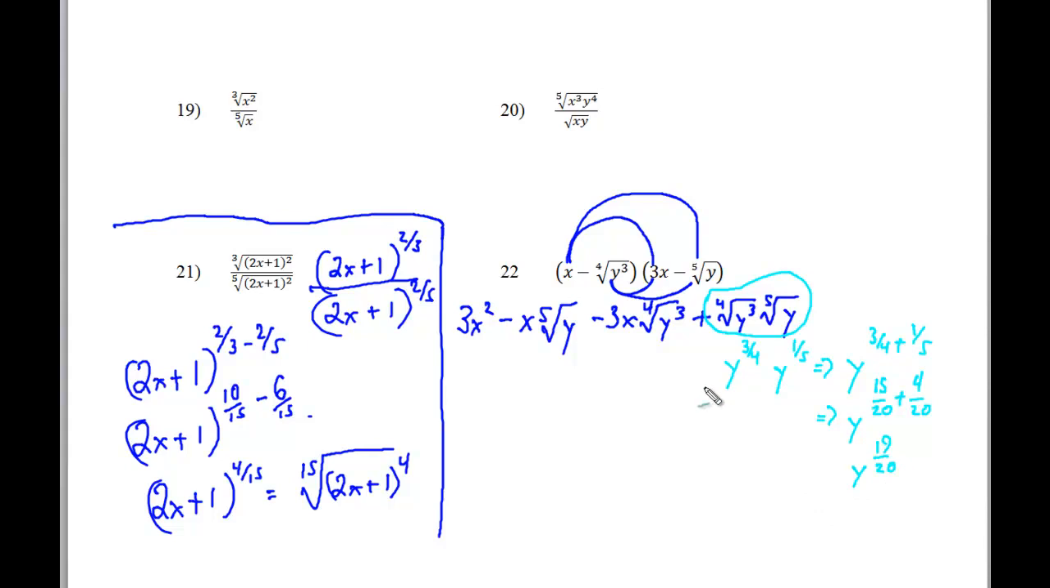So this whole problem then, I will revert back to my blue ink so you can see that my answer to this problem is going to be all these three terms: 3x squared minus x times the 5th root of y minus 3x times the 4th root of y cubed plus the 20th root of y to the 19th. And that ends this portion of the video.